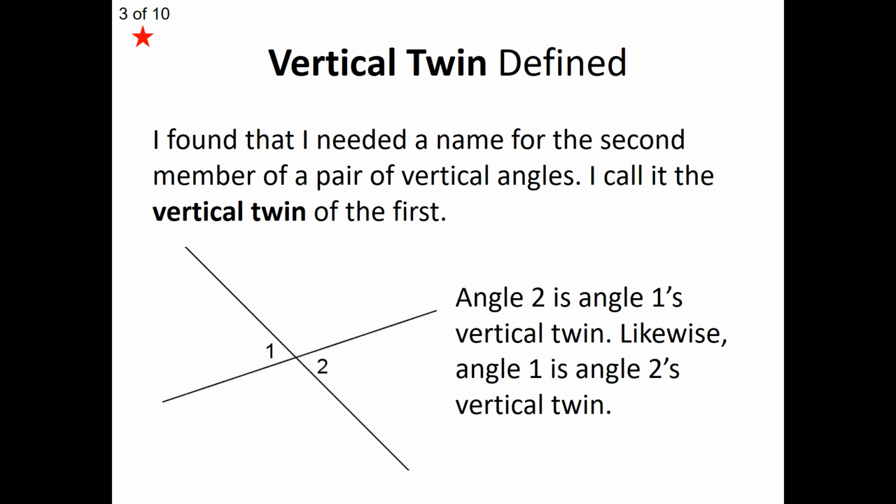So in our example below, we've got a pair of vertical angles, angle 1 and angle 2. If I'm referring to angle 1, but at the same time also want to refer to angle 2, I could say angle 1 and its vertical twin, which then is referring to angle 2. So angle 2 is really angle 1's vertical twin, and vice versa. I could say angle 1 is really angle 2's vertical twin. You'll see that I'll make use of this jargon in our conditionals when we talk about secant and tangent intersections.